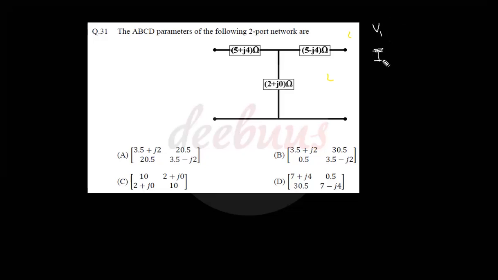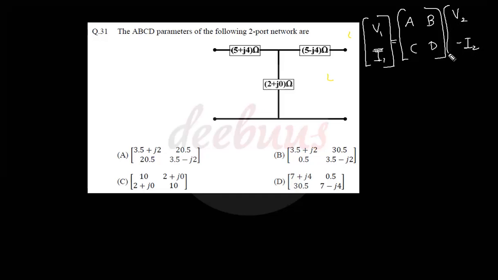V1, I1 equal to A, B, C, D times V2, minus I2, as current is flowing outside the circuit for ABCD parameters. Now the independent parameters are V2 and I2. That means we have to make either V2 equal to 0 and evaluate the values, or I2 equal to 0 and evaluate the values. So in a competitive exam like GATE, we can find out the correct option. That may be a much better way of thinking than completely solving this.